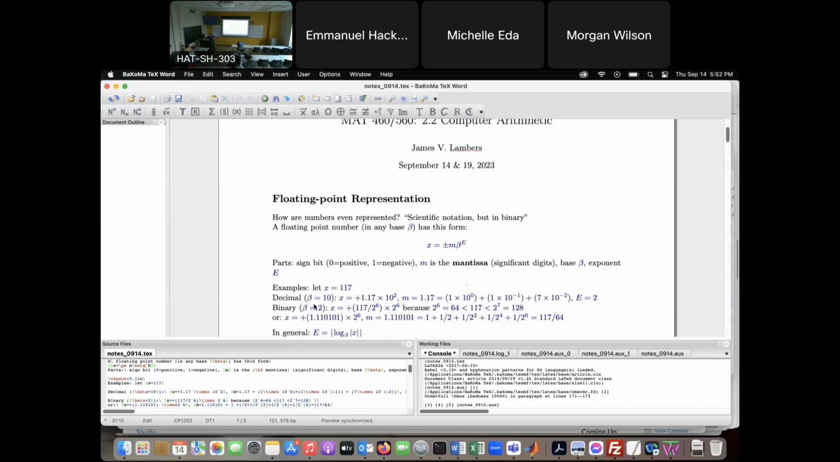So same number, 117, represented in binary, beta is equal to 2. The magnitude is accounted for by 2 to the 6, because 2 to the 6, or 64, is the largest power of 2 that is less than the number. So 117 falls between 2 to the 6 and 2 to the 7. So that leads to the exponent being equal to 6.